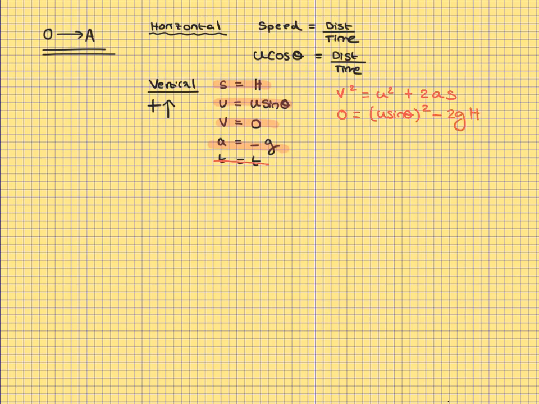And I'm going to rearrange this result so I get a result for h. So h is equal to u squared sine squared theta divided by 2g. And I have a general result for the maximum height. Remember, h is the maximum height achieved by the projectile.